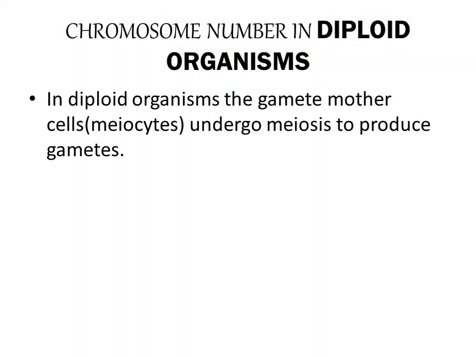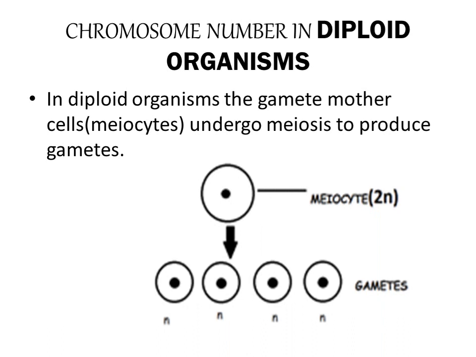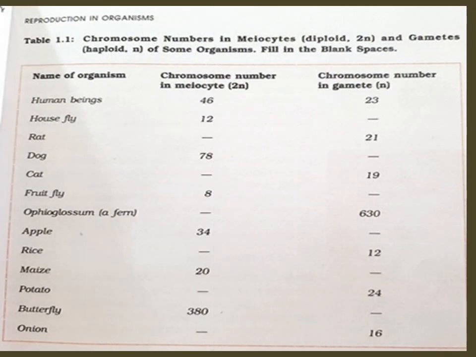In diploid organisms, the gamete mother cells are called meiocytes. They undergo meiosis to produce gametes. So the meiocyte is diploid. They have to undergo meiotic cell division to produce haploid gametes. This is a textbook image. You can see here the chromosome number in meiocytes and gametes of some organisms.